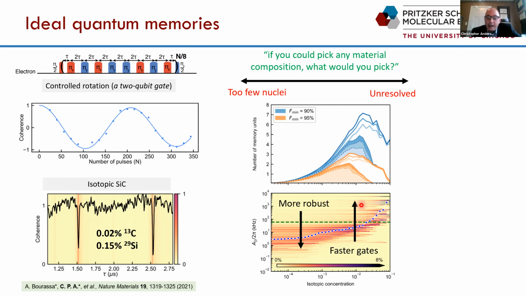On top of this, the type of nuclear spins that you can talk to in terms of their hyperfine interaction also changes as a function of the isotopic concentration. As you purify more and more, you can address these more weakly coupled nuclear spins, which are the ones that you want to use for quantum networks, for example.